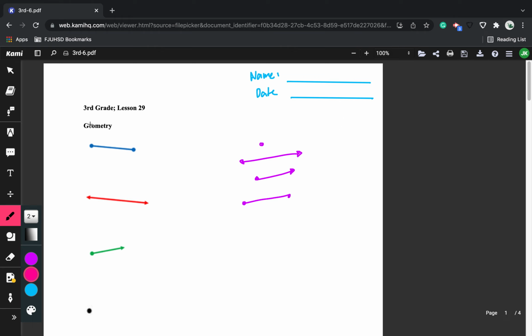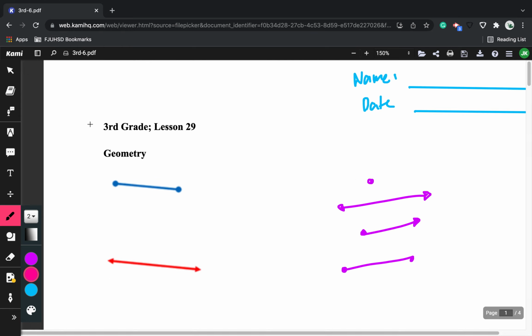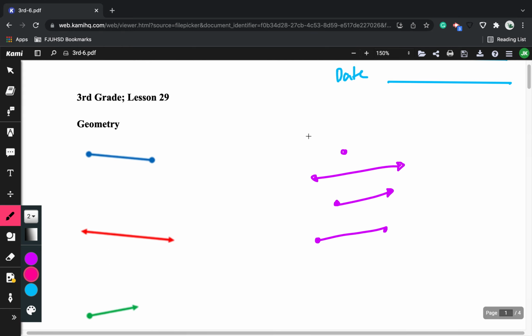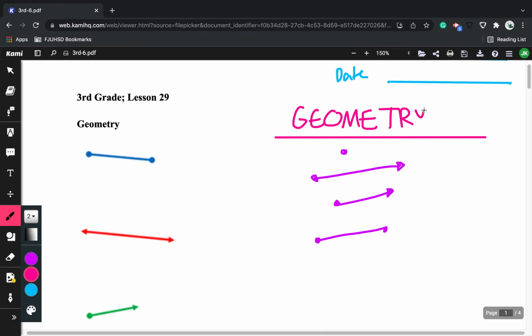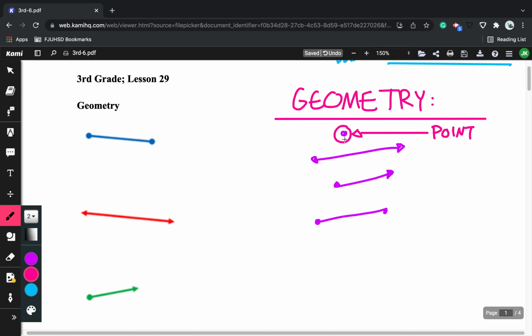So the first page, we're going to learn something new. We're going to learn basically a little geometry. Geometry is basically just a bunch of shapes and lines and stuff. So a dot like this is called a point. Also, in this page, you're just writing down what it is basically. So if it's just a dot, that's a point.